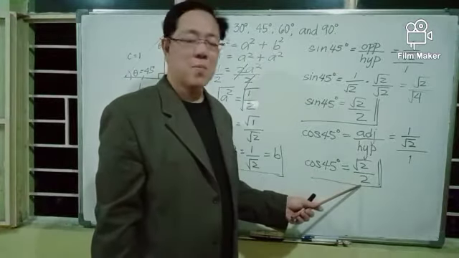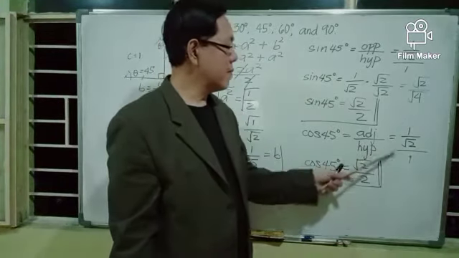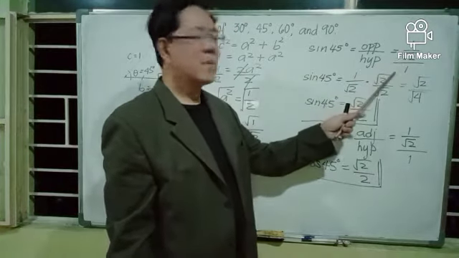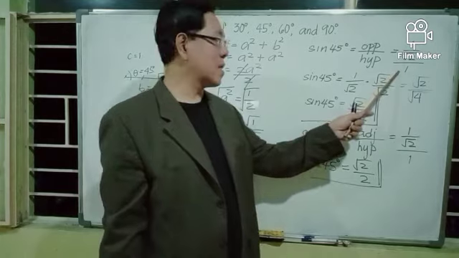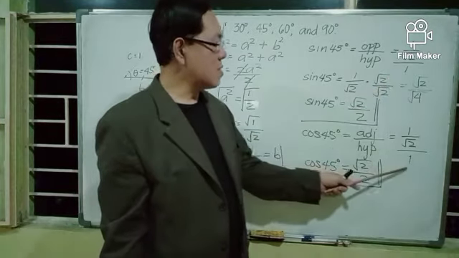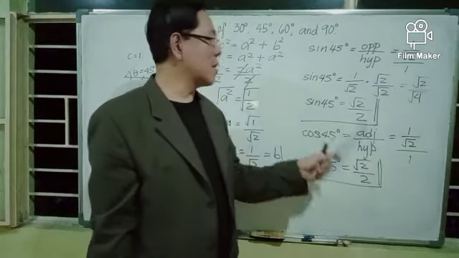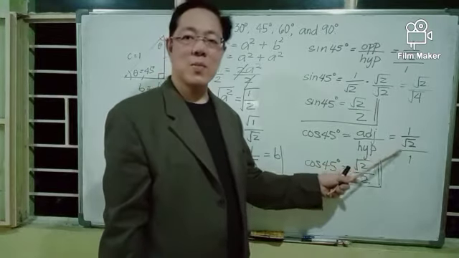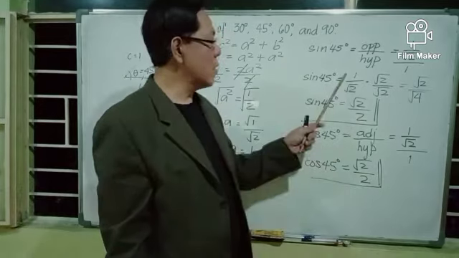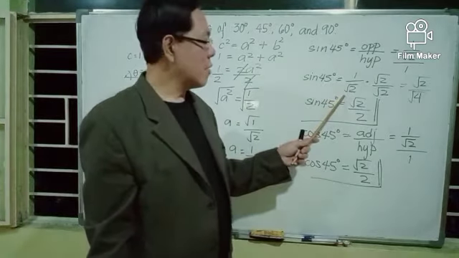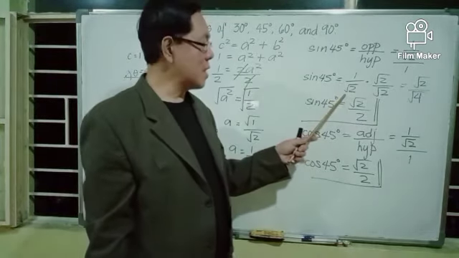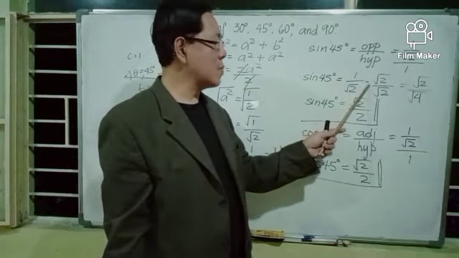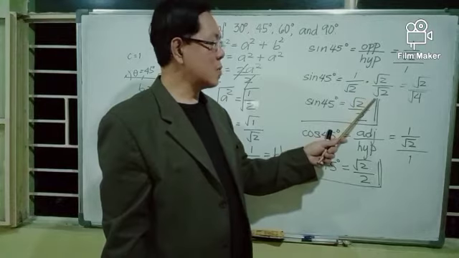This can be obtained from here, but this is the same as this expression which we have already simplified. And the process for simplifying this is similar to this process. 1 over square root of 2 divided by 1 is 1 over square root of 2. And we want to remove the radical sign from the denominator. We multiply numerator and denominator by square root of 2 and square root of 2.